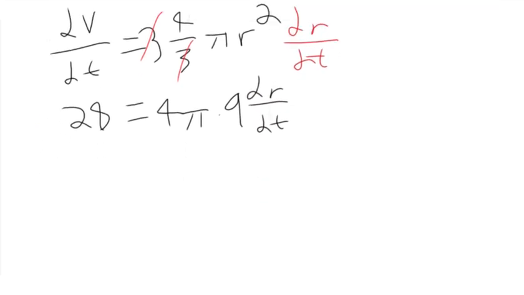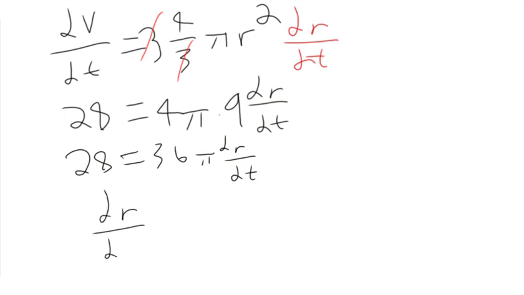So now we just have to clean this up a little bit. We know that 28 equals 36 pi times dr/dt. Then divide both sides by 36 pi, and we find that dr/dt equals 28 pi over 36. You could leave your answer like that on an FRQ, but I'm going to go ahead and pull out the factor of 4, reduce this to 7 pi over 9 cubic feet per minute.